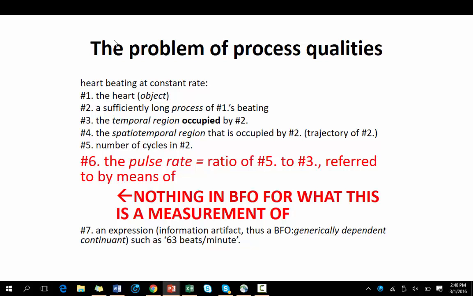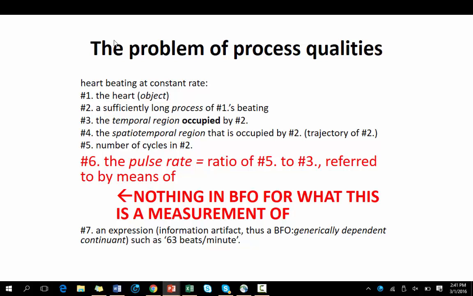And then during that period of time, your heart is going to beat a certain number of times, which we call cycles. And the pulse rate is the ratio of this number and this number. So 55 cycles per minute. And that's the pulse rate, 55 cycles per minute.